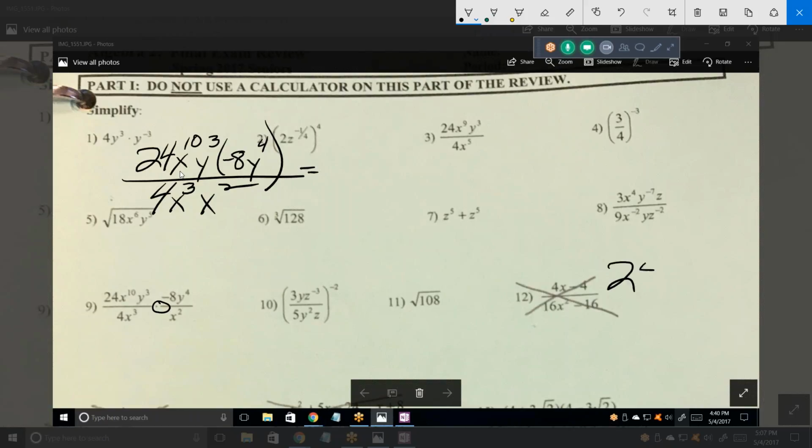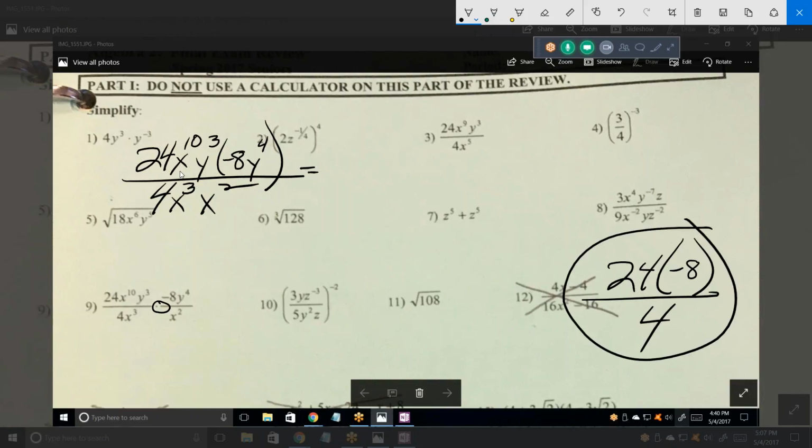Here's what I got. 24 times -8 all over 4. I'm doing the numbers first. Then I'm going to do the x's, then I'm going to do the y's. So reduce that. 6 times -8. Okay, so what is it and where is it? In the numerator or the denominator? The numerator. Okay, and it's -48. 6 times -8 is -48. So that takes care of that, takes care of that, takes care of that.